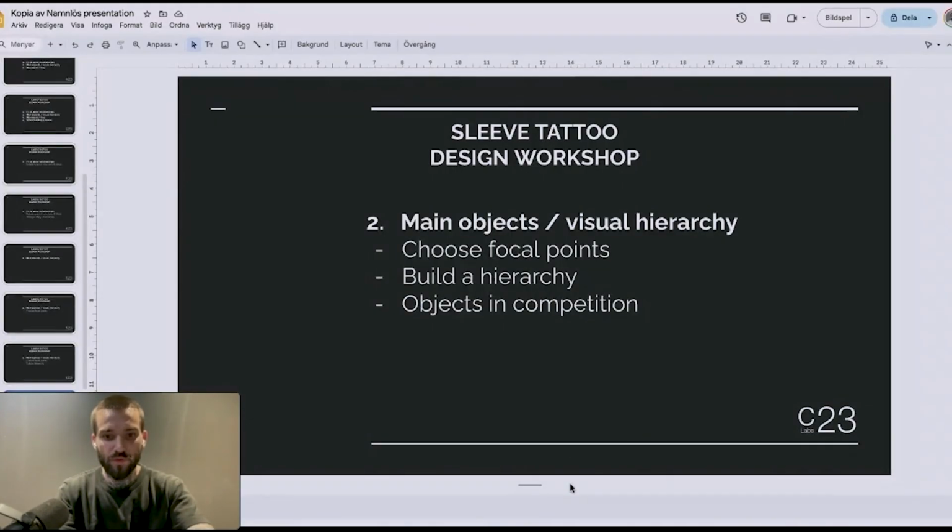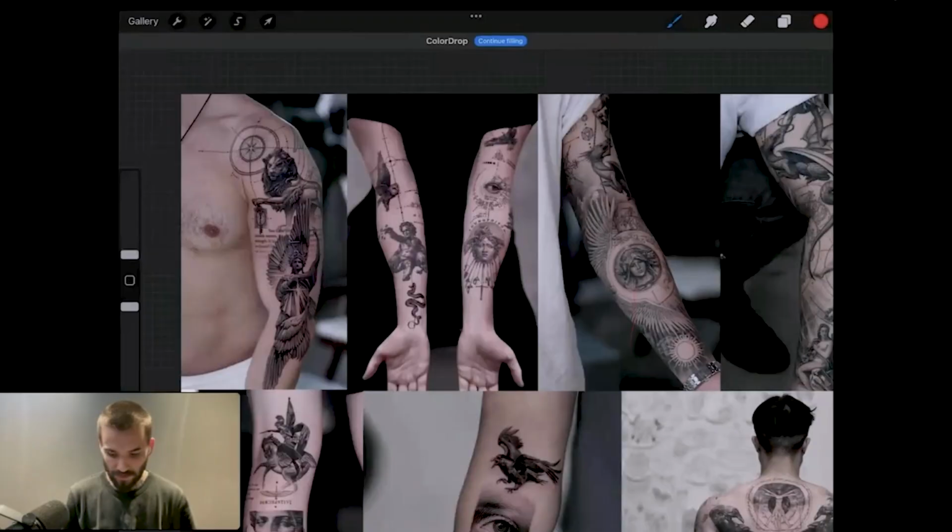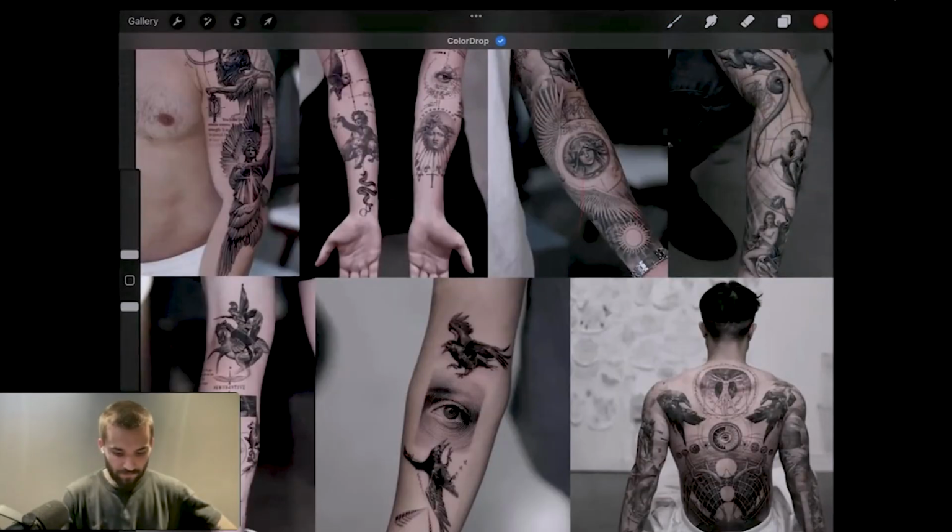Okay, so focal points. I'm going to jump back into my iPad. Let's see, my iPad is not feeling so good right now. There we go. Focal points.